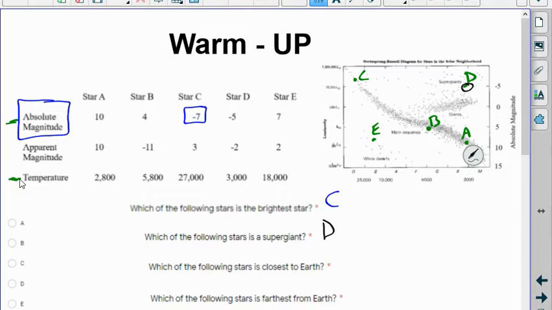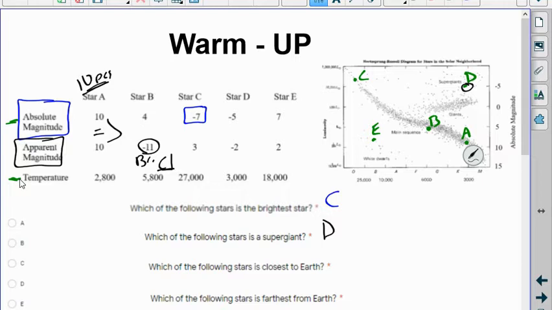Then I go, which of the following is the closest to Earth? So for this one, this is where I need to compare the apparent magnitude and the absolute magnitude. And if I look at star A, these two numbers are equal to one another. So I know that star A is exactly 10 parsecs away from the Earth. It looks the same from Earth as it does from 10 parsecs away. Star B, if I look at this negative 11, that is a smaller number. Smaller number means it appears brighter, and it appears brighter because it is closer. So I know star B is closer.